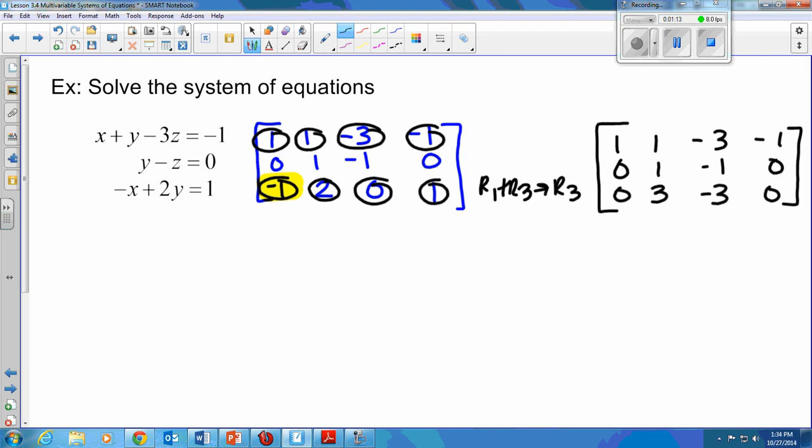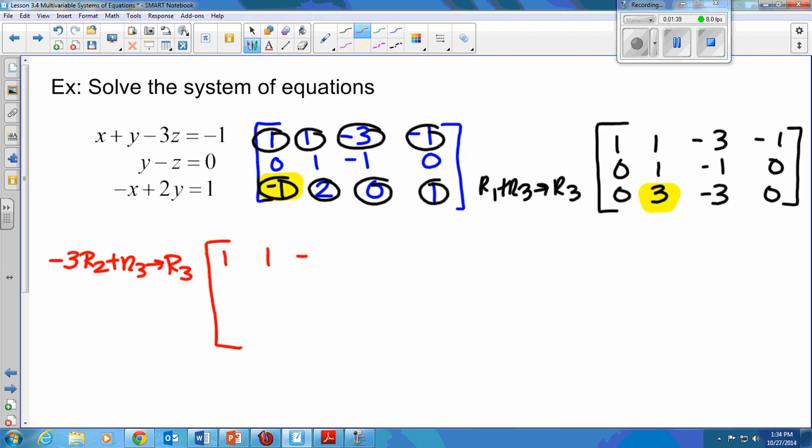So we're getting close. I've got a 0 in the X spot on the last row. What do I do with the 3 here, though? What's my goal? I need him to go away. Totally away. So I could say negative 3 row 2 plus row 3. Is that what I heard?